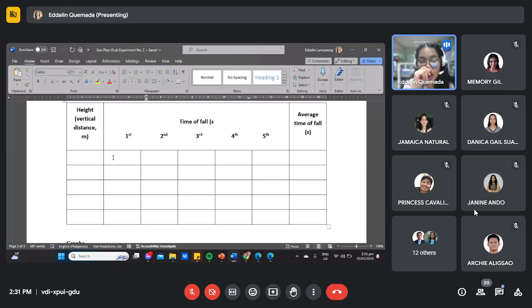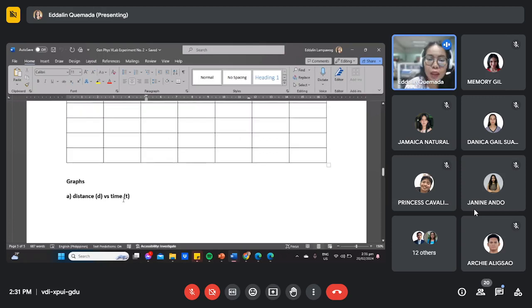So there will be two graphs that you will be plotting: distance versus time graph and 2D versus time squared graph. Okay. Since given naman ang distance and ang time, nga inyong i-measure from the given experiment, you will be plotting it.